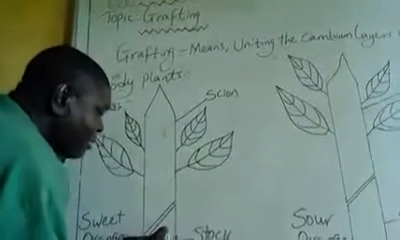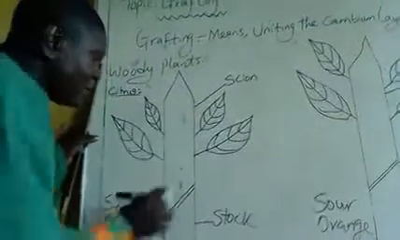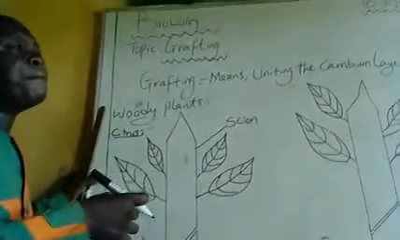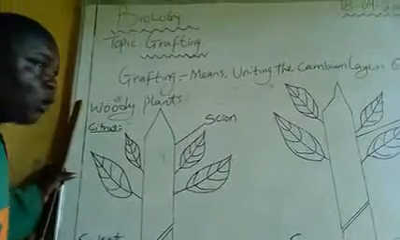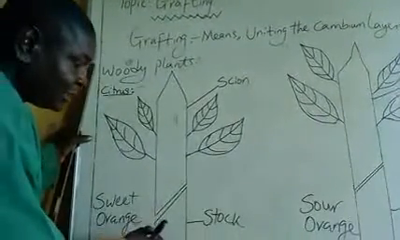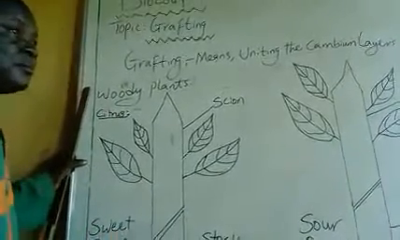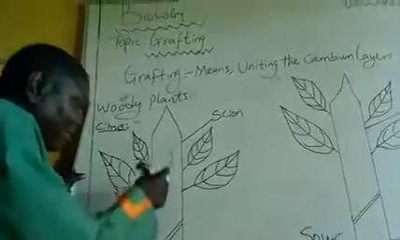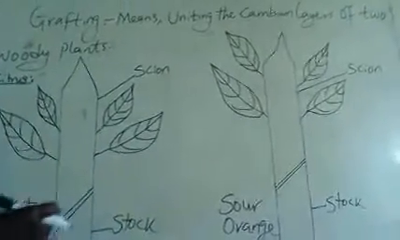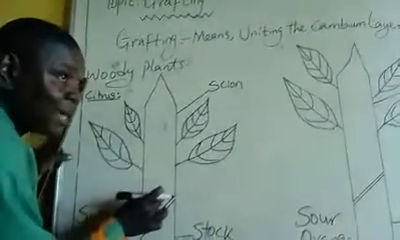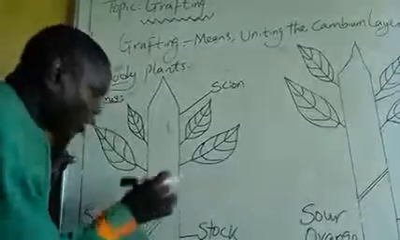The problem with this sweet orange is that it cannot survive for a long period of time because it cannot resist diseases. For that reason, there is need for you to go into grafting with this sour orange. Cut this sweet orange in a slant. Make a slant cut.